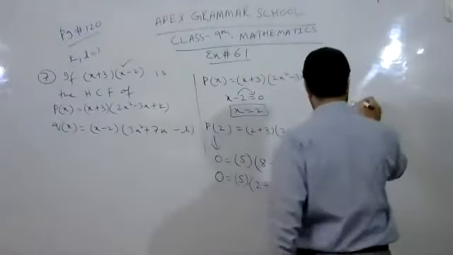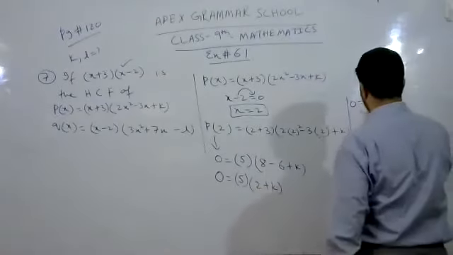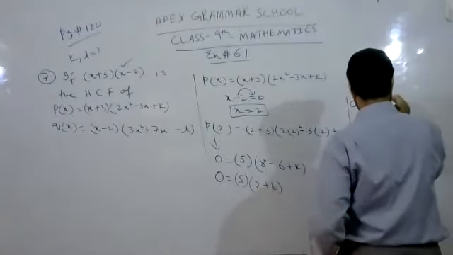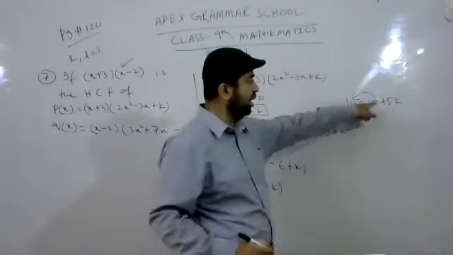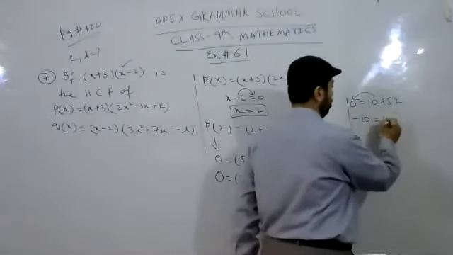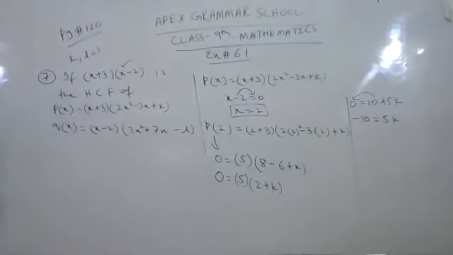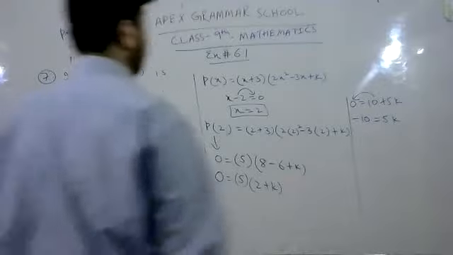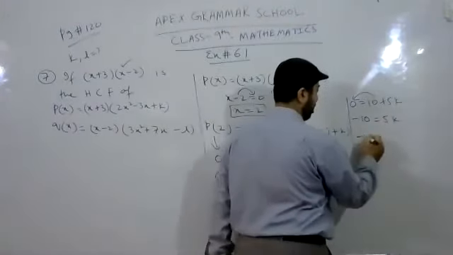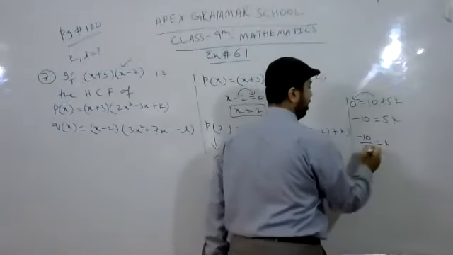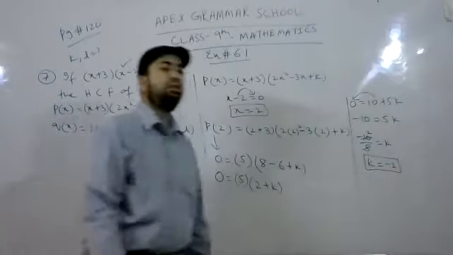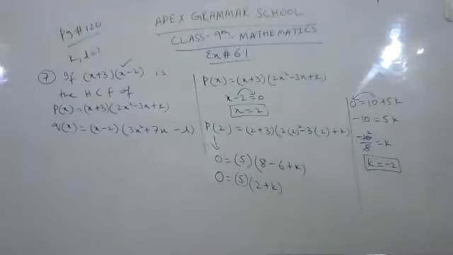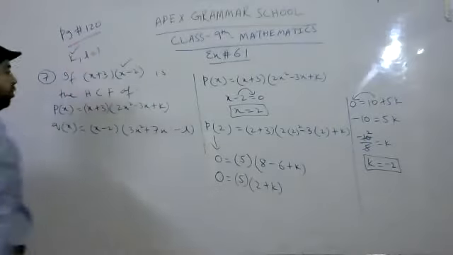So 0 is equal to 5 into 2, that is 10, plus 5k, and then 10 is going to be subtracted there. This is positive 10 and it will be negative on the other side, so 10 is equal to 5k. After that you can easily get the value of k because this 5 is multiplied here and will divide on the other side of the equality. 5 ones are 5, 5 twos are 10. So the value of k here is negative 2. We are done with this value of k.